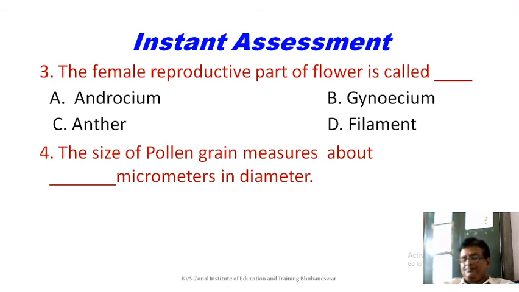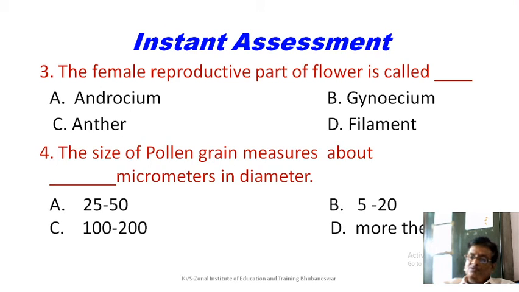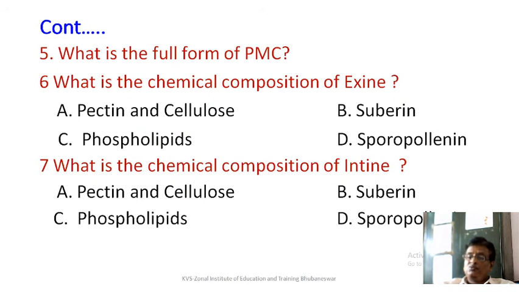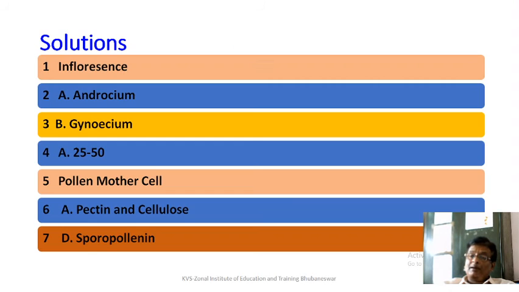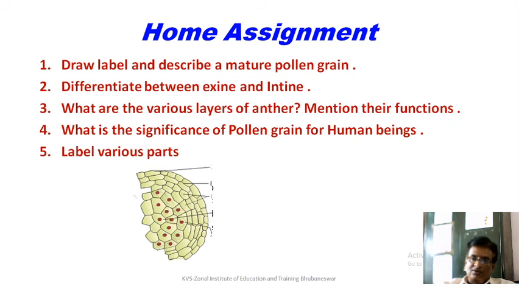Choose the correct term. The size of the pollen grain measures about how many micrometers in diameter? 25 to 50, 5 to 20, 100 to 200 or even more than 500 micrometers. Choose the correct one. Then you should also be able to tell me the full form of PMC. Also, what is the chemical composition of exine? Out of the 4 options, you have to find the correct one. After you do it, you can compare your results. These are the solutions. Find out how much you have scored.